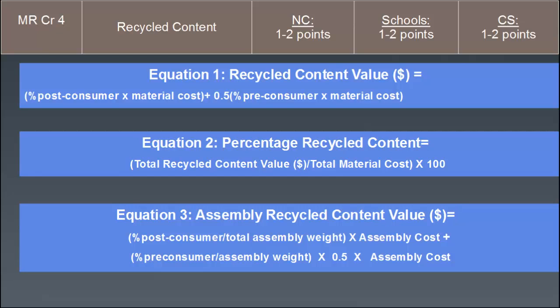So the assembly recycled content value is the percent post-consumer over total assembly weight times assembly cost, plus percent pre-consumer over assembly weight times 0.5 times assembly cost. That's just expanding the idea of how you get that percent pre-consumer, post-consumer. We have some exercises that we can work through this.